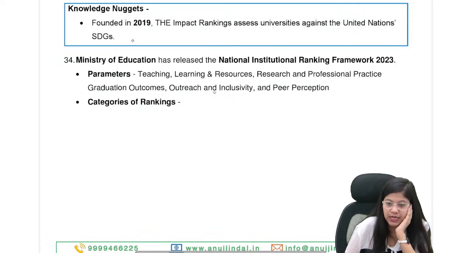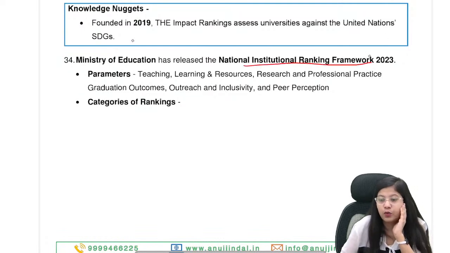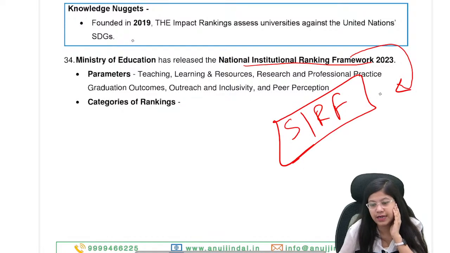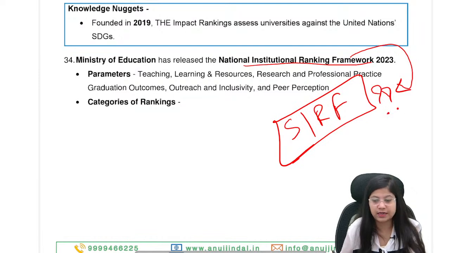The Ministry of Education has released the NIRF. Quickly tell me, there is a state which has released its own state institutional ranking framework. Which state is this? Tell me that, guys.